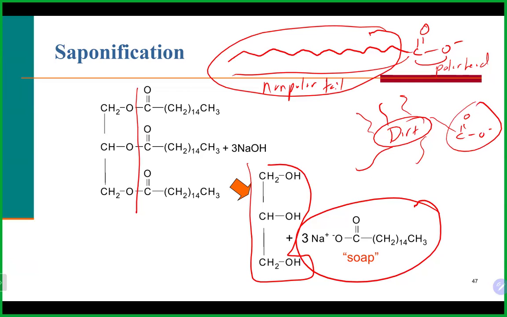And obviously, when we go to use soap on something, we typically wash it off with water. Because the polar side of soap aligns itself on the outside, when you wash it now with water, the water will mix with the soap and will take the trapped dirt out with it. And that is how soap works again. These are good things to know, perhaps. I don't know.